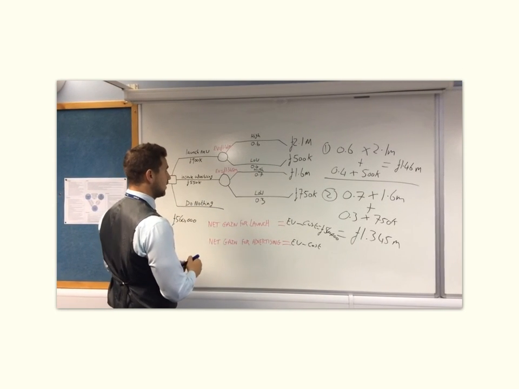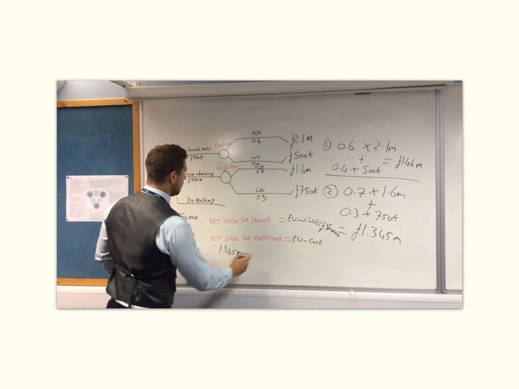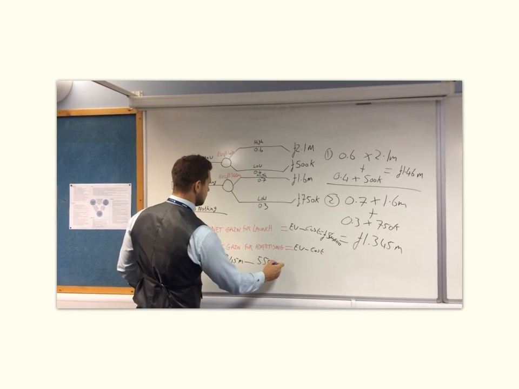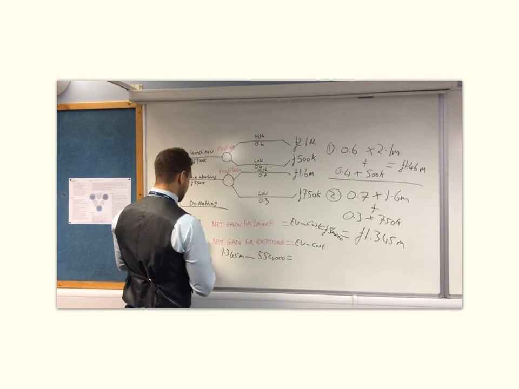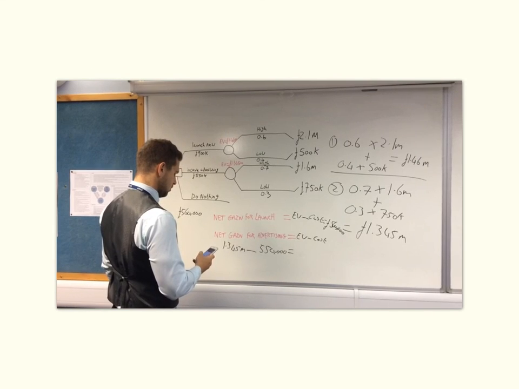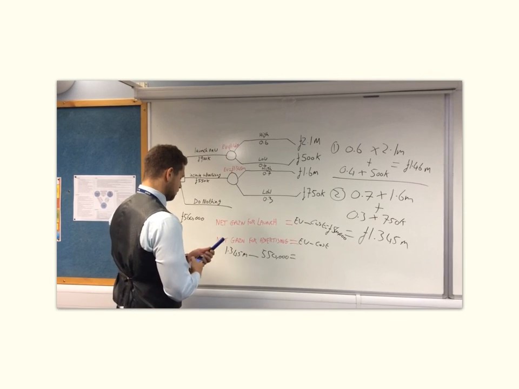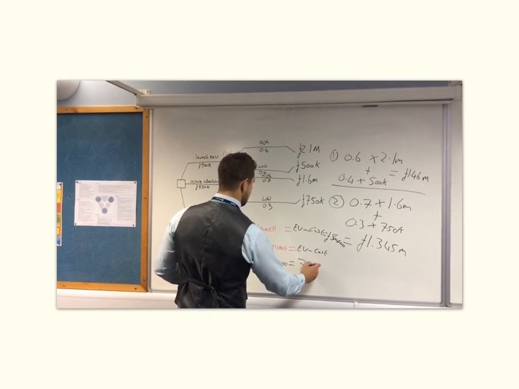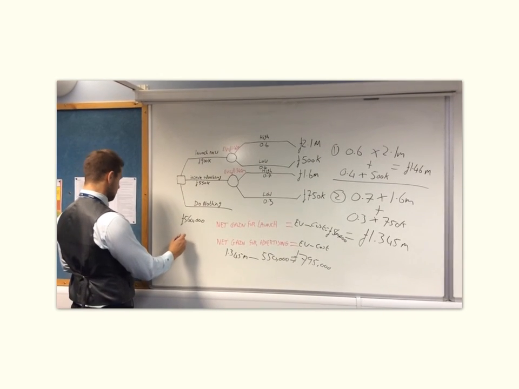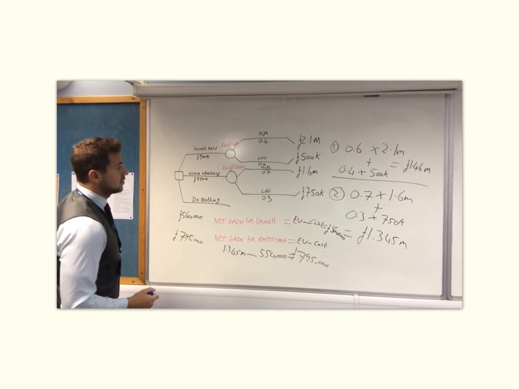We do exactly the same for the second one. We've got the expected value, which is 1.345 million. We must deduct the cost, which is 550,000, which gives us the net gain for this option: 795,000. Again, I'd like you to check the figures, please.